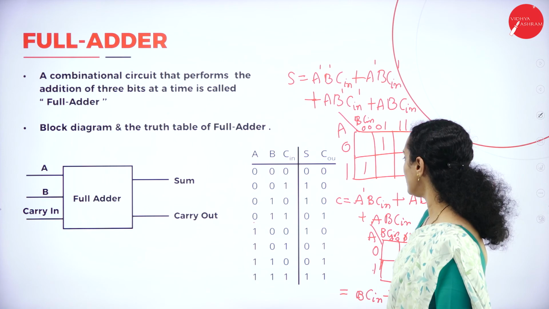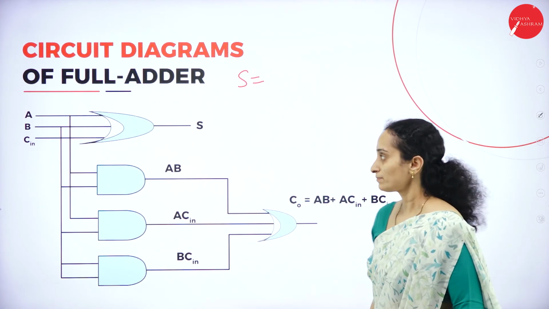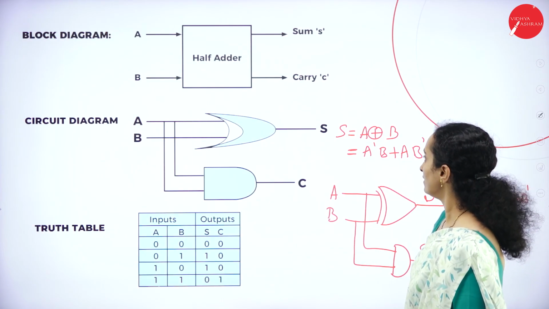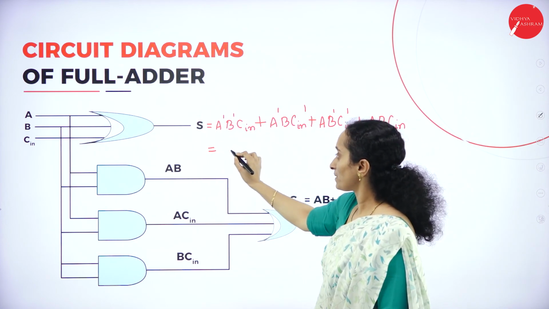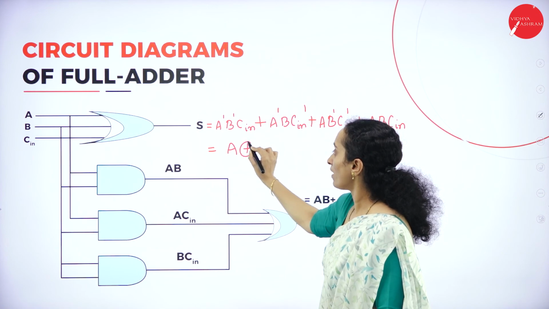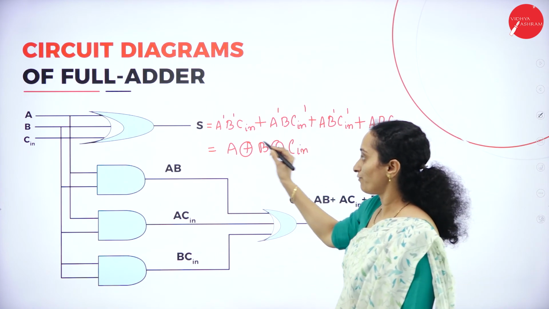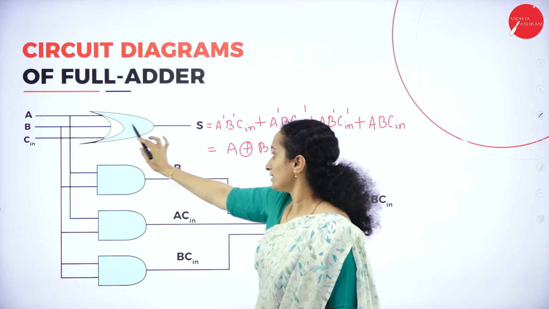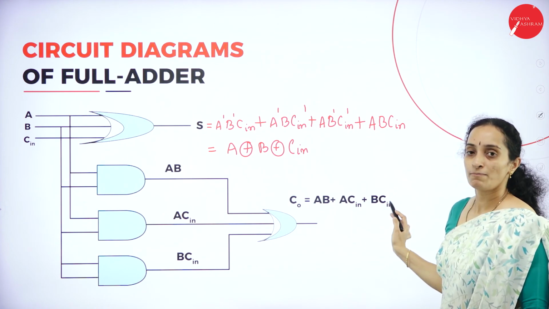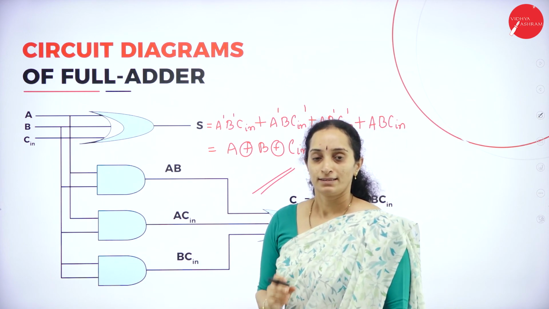Let's check the circuit diagram for this. For S, from the previous expression, S is A dash B dash C in and so on. This is the diagrammatic representation of the full adder for this function. If you simplify this function, it becomes A XOR B XOR C in. You can make the XOR combination of this, so A XOR B XOR C in produces the sum, whereas carry will be A into B plus A into C in plus B into C in.